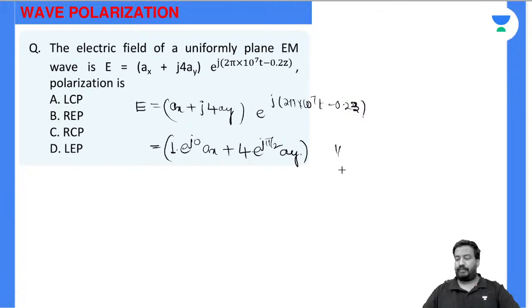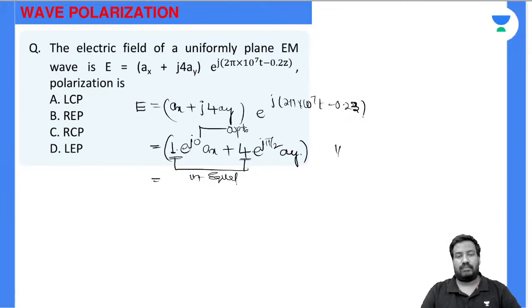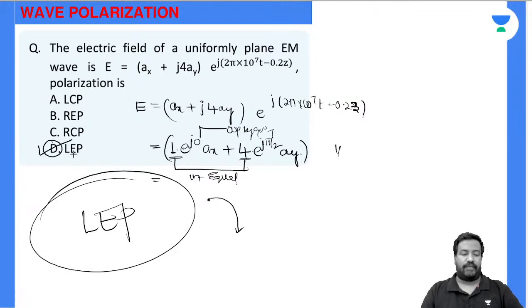Next is the phase component. Clear? If you see here, amplitude unequal, out of phase by 90, very clearly elliptical polarization. Phase shift 0 to 90, clockwise, left elliptically polarized.